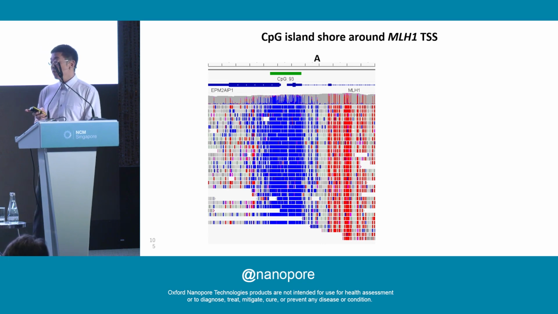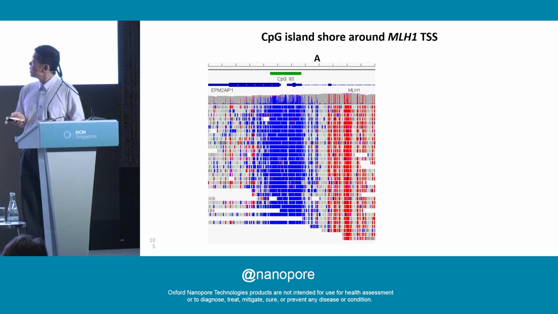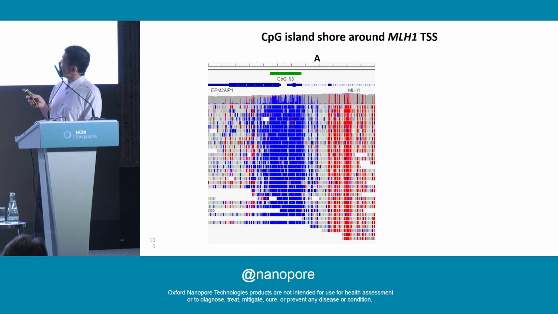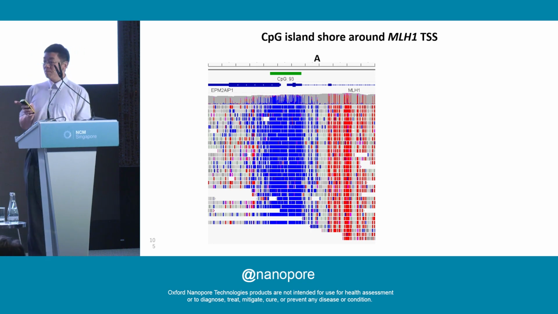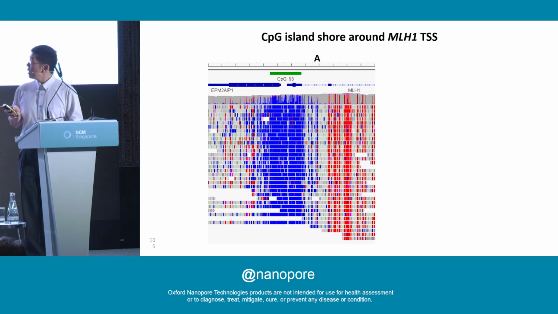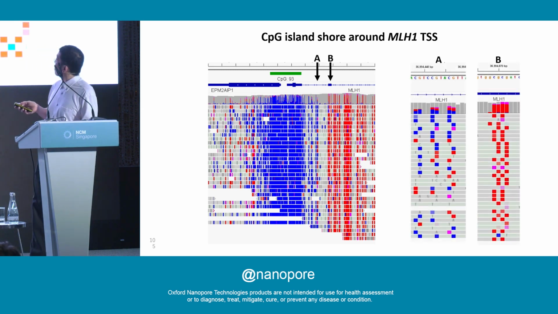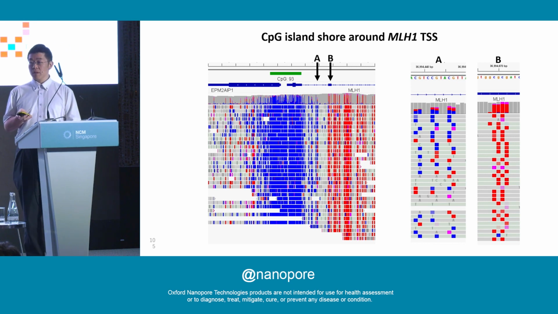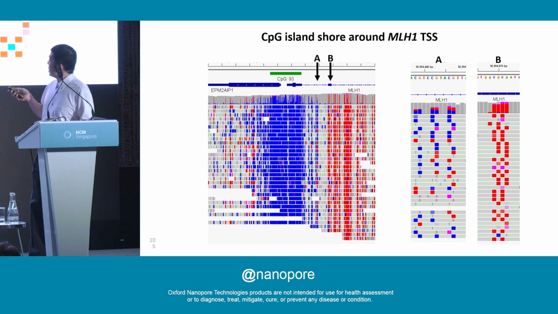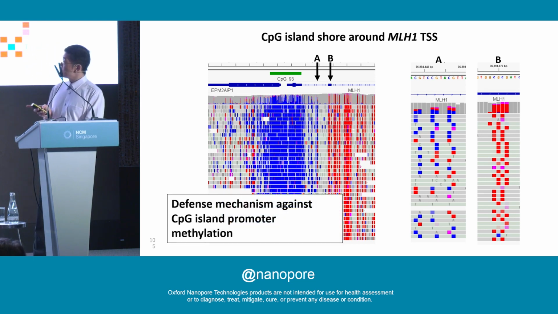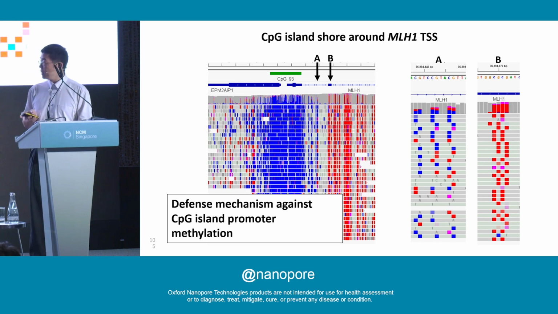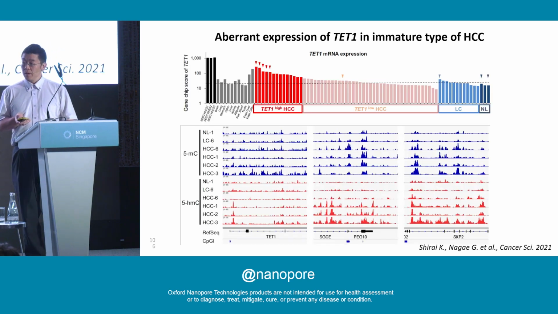as a 5-hmC enriched region. In the core promoter region of MLH1, the blue color shows the unmethylated status, and in the intronic region, red deposits represent 5-mC. Here is the boundary region between A and B, and we can see the 5-hmC signal in this boundary region at one-base resolution. That suggests a defense mechanism against CpG island promoter methylation in the human genome.